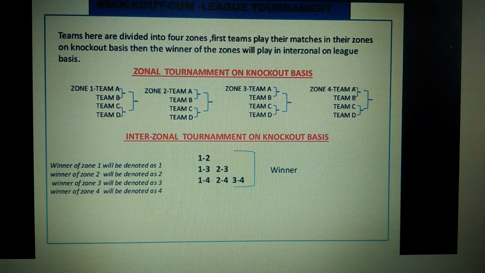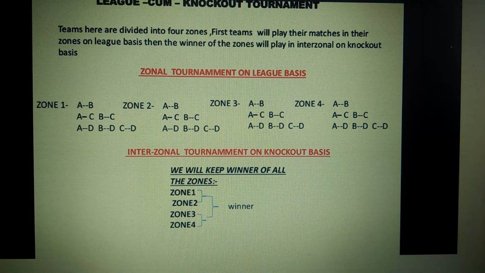And for the knockout com league tournament, teams here are divided into 4 zones. First, teams play their matches in their zones on knockout basis, then the winners of the zones will play an interzonal on league basis. And for the league com knockout tournament, teams here are divided into 4 zones. First, teams will play their matches in their zones on league basis, then the winners of the zones will play in the interzonal on knockout basis.